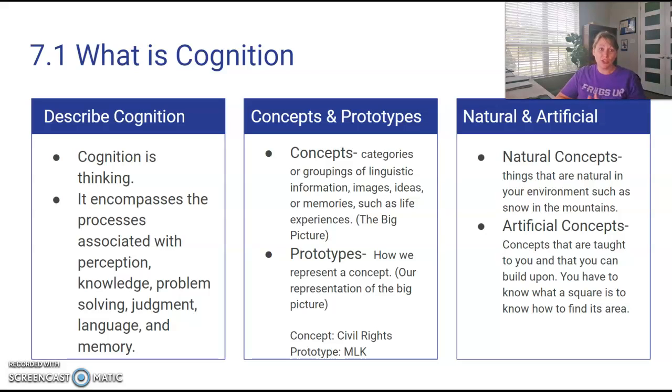Cognition. What is cognition? Describe it. Cognition is thinking. It encompasses the processes associated with perception, knowledge, problem solving, judgment, language, and memory. Concepts and prototypes. Concepts, that's like the big picture. They are categories or groups of linguistic information, images, ideas, or memories such as life experiences. Prototypes are how we represent a concept. It's our representation of the big picture.